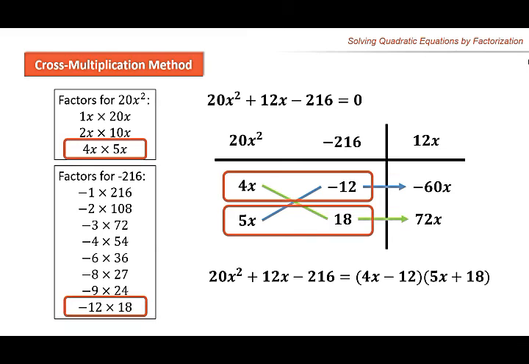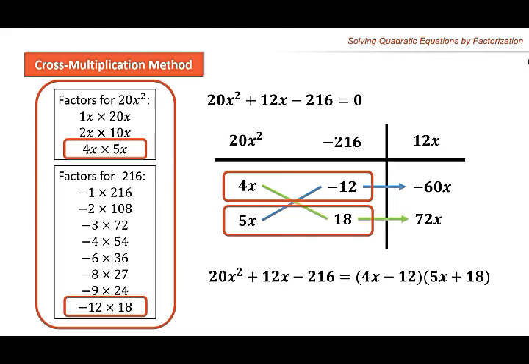Do you see the power of this cross multiplication method over the previous method? In the previous method, we have to find r and s such that r plus s equals 12 and r times s equals negative 4320. This is difficult since we do not know what values r and s can take. But with the cross multiplication method, our choices are narrowed down to these factors of 20 and negative 216, which allows us to arrive at the factors much more easily.